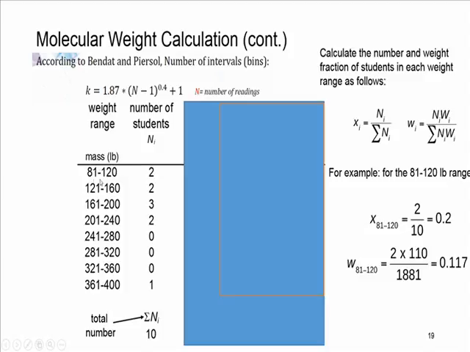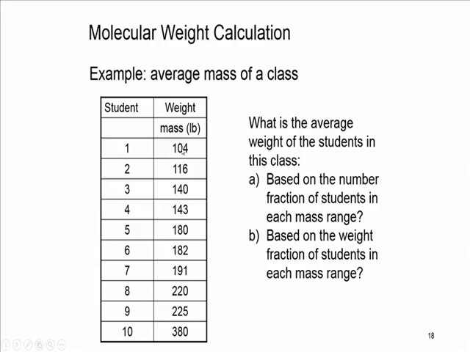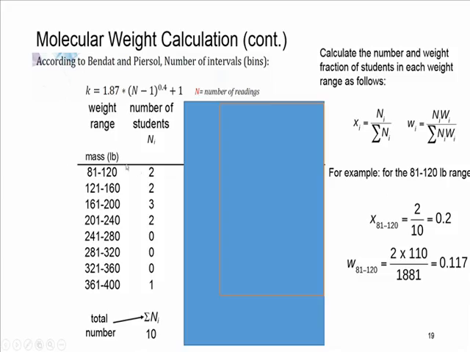The first group is from 81 to 120, and as you can see here, we have these two students. These two students belong to the first group, so we write down 2, the number of students, the same 2 in the second one, 3, 2, and because in these groups there is no student, we write down 0 in front of them, and finally we add them up. Of course, the total number is going to be 10.